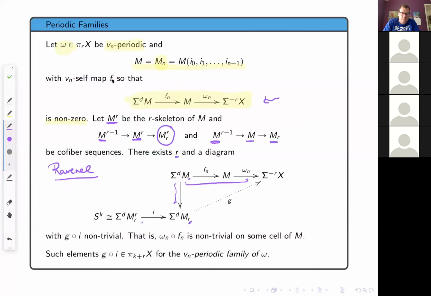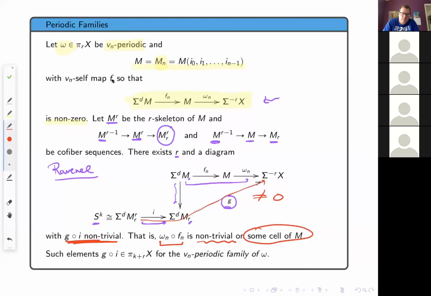Then I can include the thing where I take the r-skeleton and I quotient by the r-1 skeleton into there. And for the R guys, this is going to be a sphere. And there's going to be some R where this thing extends to a map G such that this composite here is not trivial. So there's a situation like that such that this composite is not trivial. And the lingo for this is that this map, Wn composed with Fn, is non-trivial on some cell of M. So there's a cell that detects it.